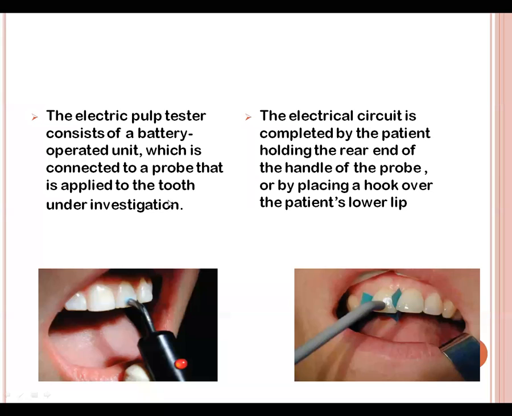The doctor who is holding the electric pulp tester in his hand ideally should not wear gloves, because gloves are a bad conductor of electricity. So if you wear gloves, the electric current will not flow through. But nowadays, because of increasing transmission of infections, you have to wear gloves, and because of that you will have to hold a metallic instrument in your hand, and hence the circuit will be complete.